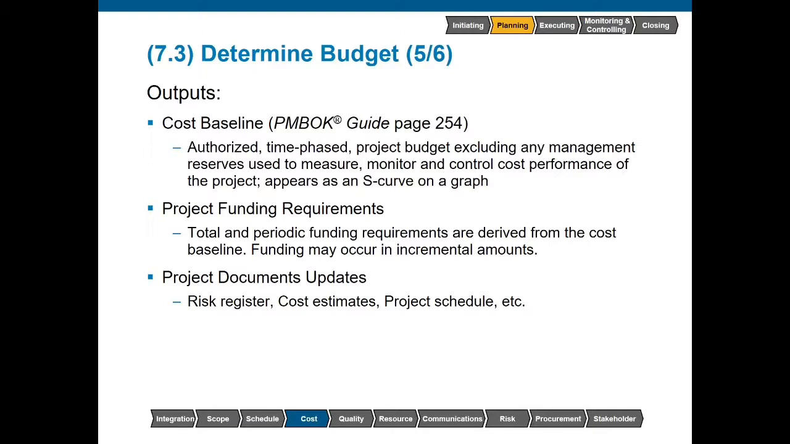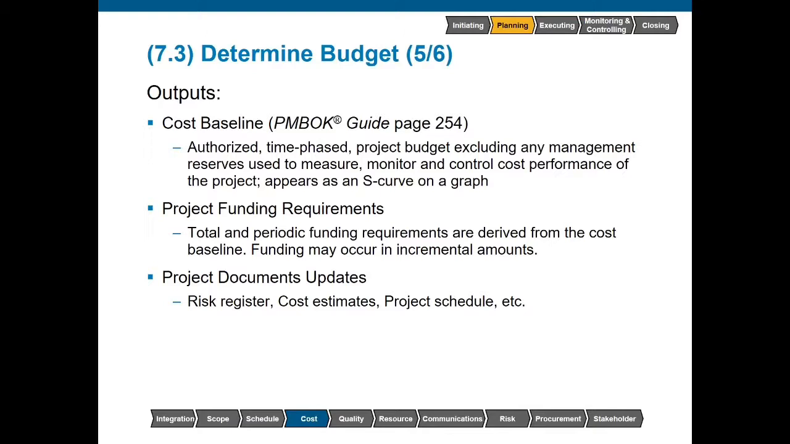Our project funding requirements refers to the total and periodic amounts of money that we're going to need from the baseline. Funding typically occurs in incremental amounts. It's very rare for a project, unless it's very small or very short in duration, to receive all of the funding all at once. Typically, this funding will either occur, like we were saying before, quarterly, or in situations where we have some type of procurement activities, perhaps it's tied to some type of measurement of work completed or some type of milestones that have been reached.